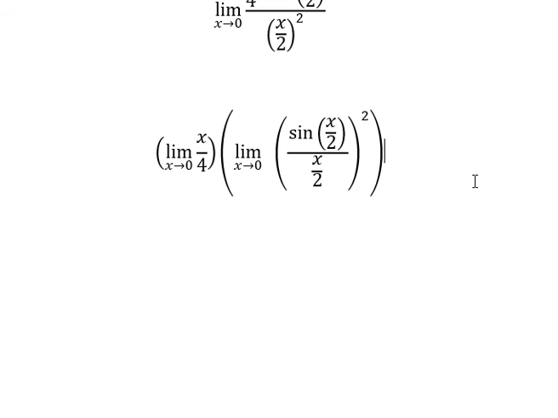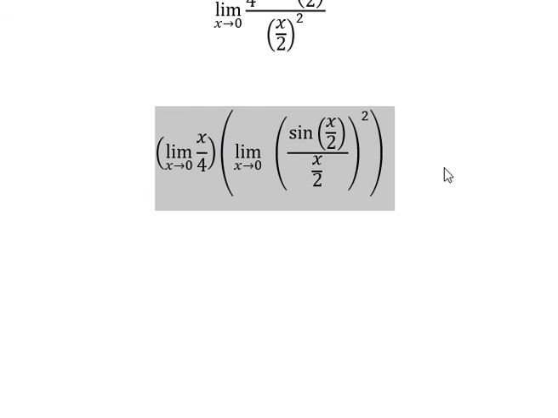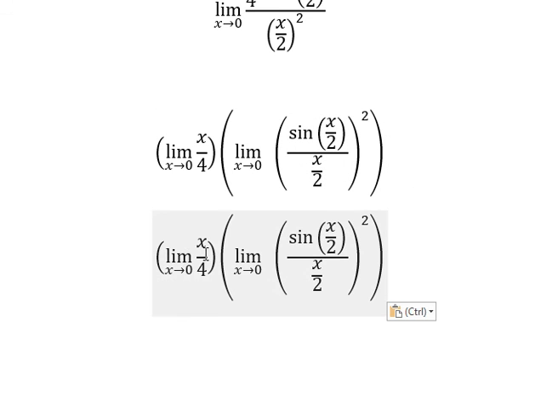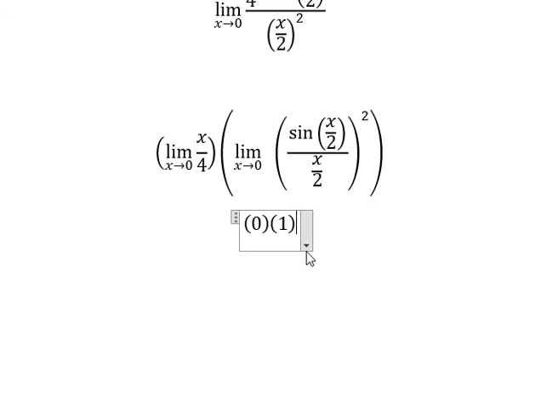And now we know that when s approaches 0, this one gives 0. When s approaches 0 of this one, you get 1. So this one you get 0, this one you get 1, and we have 0.